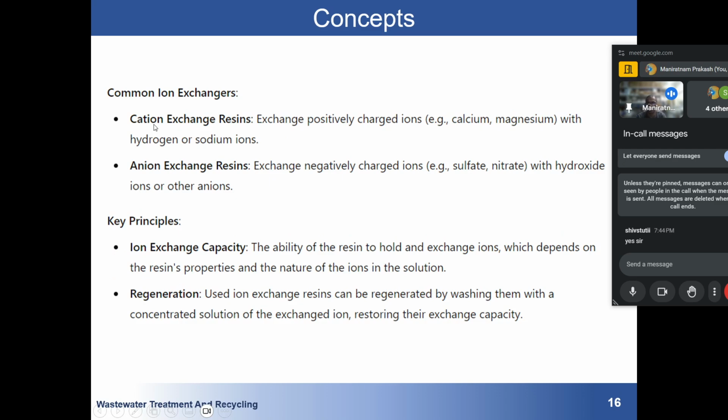Now, first there can be cation exchange resins. Cation exchange resins exchange positively charged ions. Examples: calcium and magnesium with hydrogen and sodium. So generally this kind of arrangement is there. We will be having, sorry for the rough diagram, I am drawing on the laptop only.